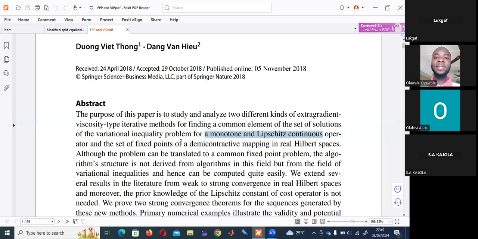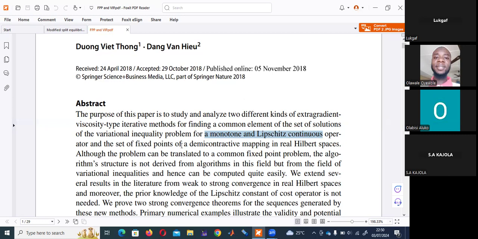Okay, so another way of improving on this paper is to change this mapping. Now this mapping is monotone, right? So we can weaken the condition of monotonicity to make it pseudo-monotone, and instead of it being Lipschitz continuous, we can make it uniformly continuous. If we do that, we're generating another result entirely. It's going to be a new result, because the variational inequality problem is no more associated with a monotone operator, but a pseudo-monotone and uniformly continuous one. That's one way of improving.